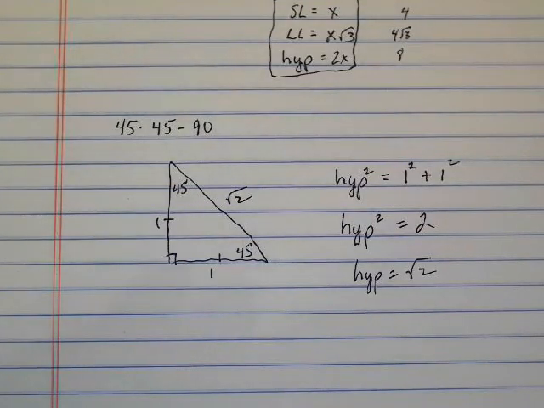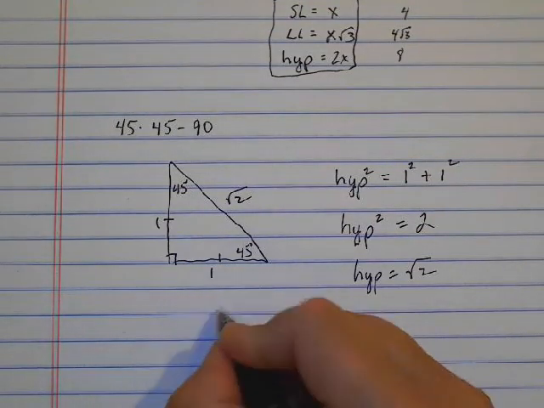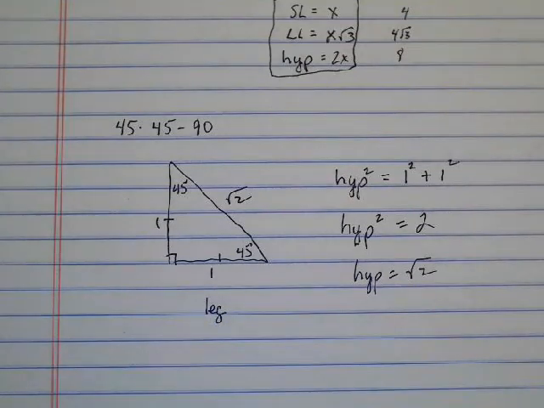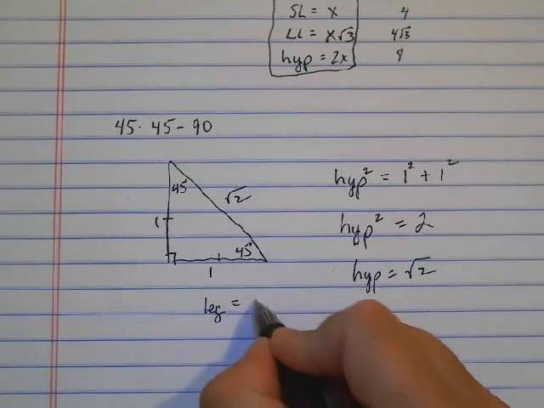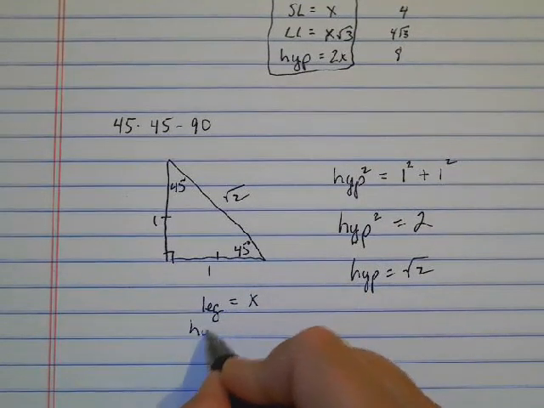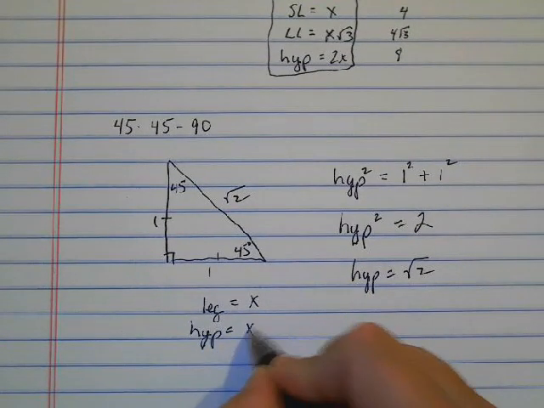So the relationship in a 45, 45, 90 triangle is the leg, and we don't have a long leg and a short leg this time because they're the same. If the leg is x units, then the hypotenuse is x square root of 2.